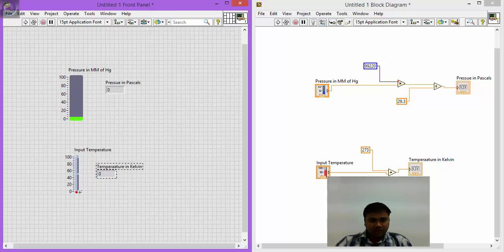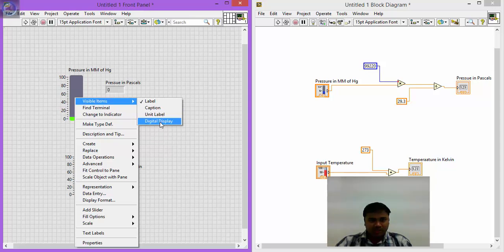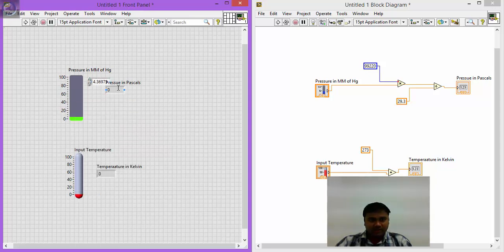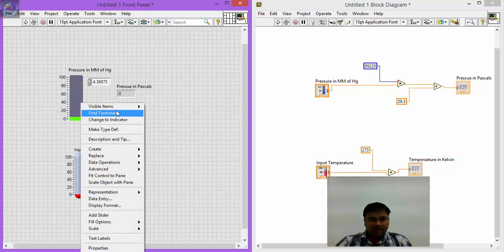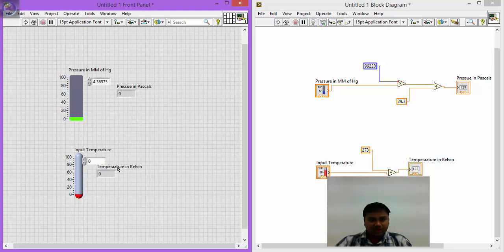So if you want to have clarity, just enlarge it. For further clarity, right click on it, visible items, go to digital display. You will find the digital display here. In a similar fashion, right click on it, visible items, digital display, and you will get a digital display here as well.